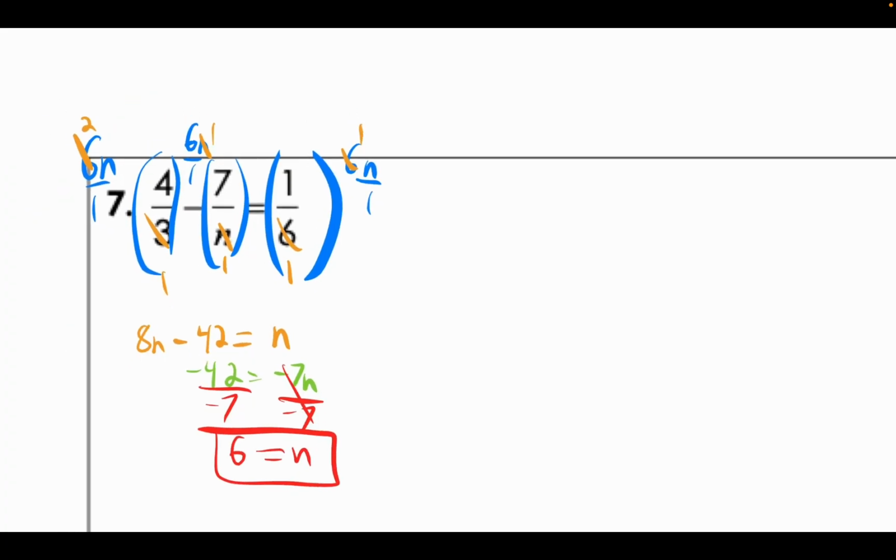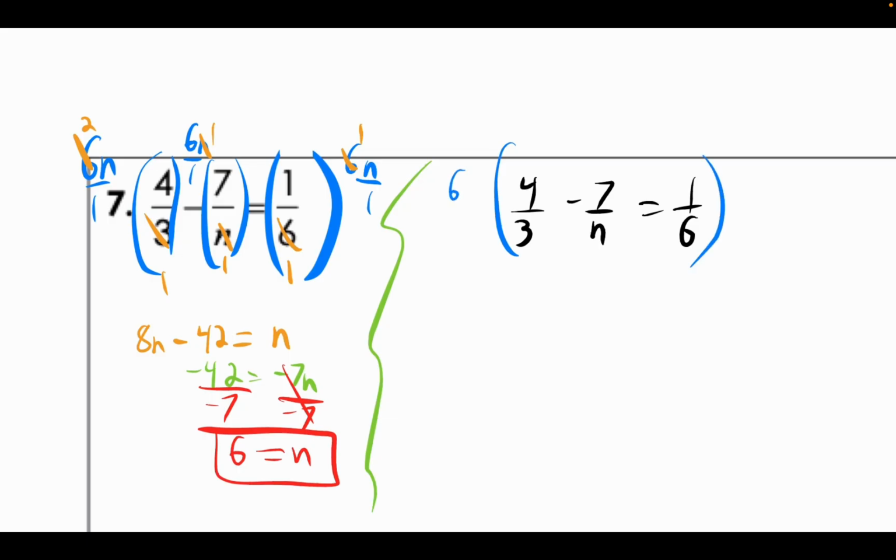I do want to mention that there is another way we could have gone about the problem once we had the 6n multiplying to everything. So if you have your original problem again, 4 over 3 minus 7 over n equals 1 over 6, and we know that we're going to multiply everything by 6n. You can distribute the 6n to each of these and just multiply with the numerators at first.